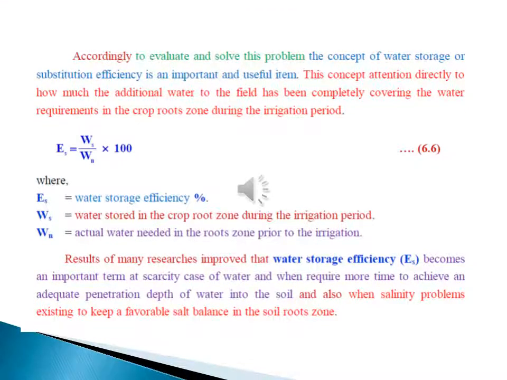Accordingly, to evaluate and solve this problem, the concept of water storage or substitution efficiency is an important and useful item. This concept directs attention to how much the additional water applied to the field has completely covered the water requirements in the crop root zone during the irrigation period, as shown in the enclosed equation.